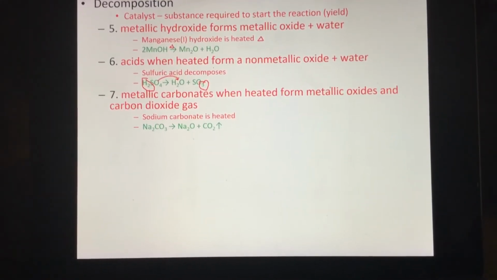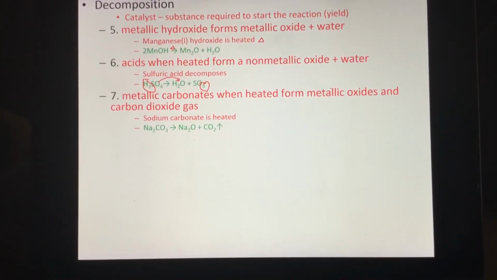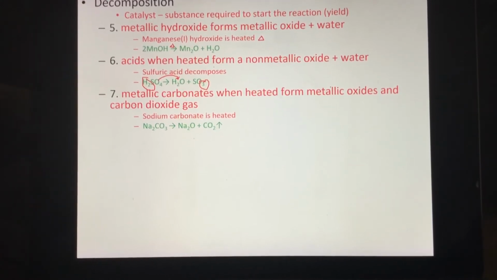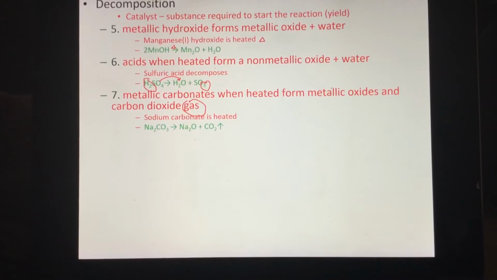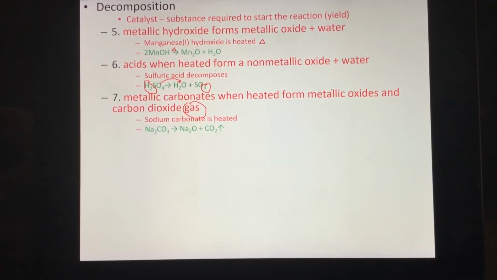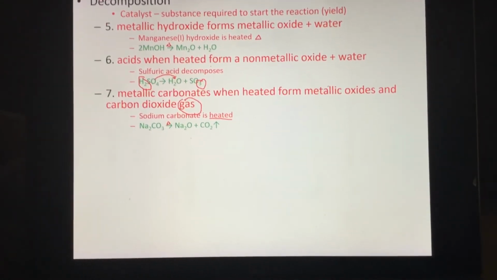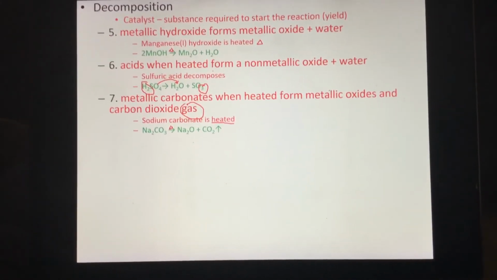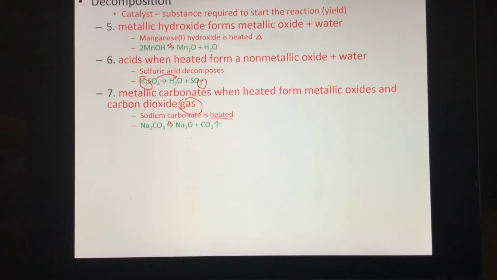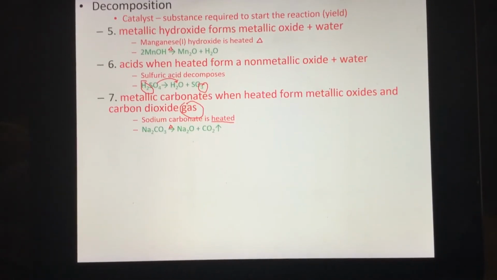Now you don't have to put this, but I included the up arrow in case you see that from time to time, and that's just telling us that we formed a gas, carbon dioxide gas, so we can put an up arrow, but again you don't have to do that unless it tells you to. And again, the catalyst here is being heated, so if you want you can put a triangle on the yield sign to show that it was heated, but again, unless it tells you specifically to do that, you don't have to do that if you don't want to.